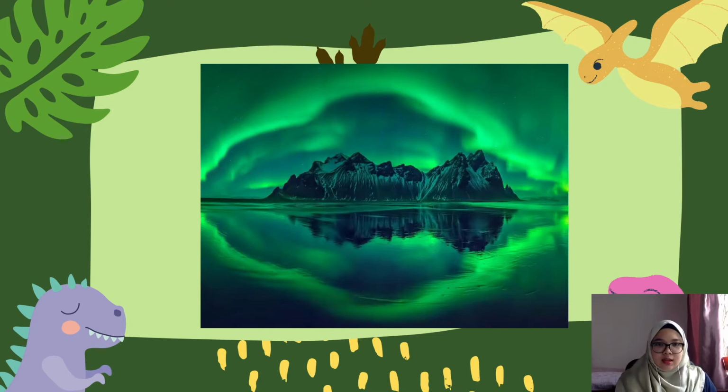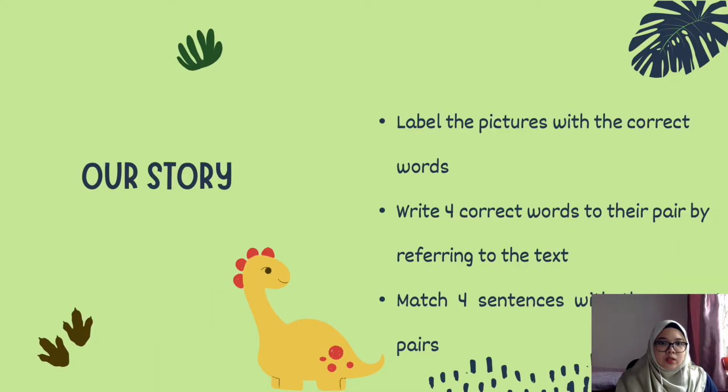Let's start our lesson for today. For today's lesson, our goals are that you are able to label the pictures with the correct words, and then you need to write the 4 correct words to their pair by referring to the text. There is a text that we are going to read, and we are going to listen to the text. And lastly, you are going to match the 4 sentences with their correct pairs.